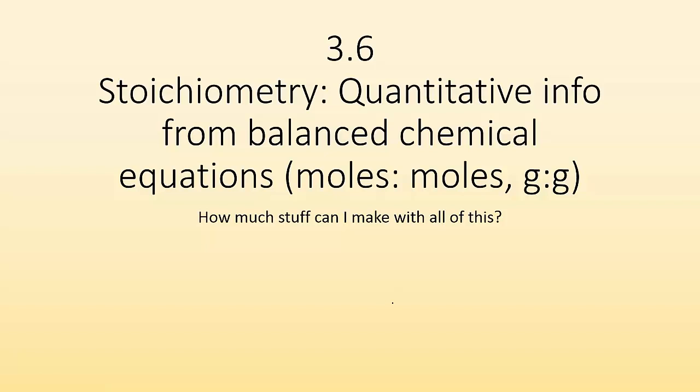Mr. Donahue here again. This time we're going to take a look at some stoichiometry, basically quantitative info from balanced chemical equations. So we're going from moles to moles or grams to grams. Remember, quantitative just means we're dealing with quantities and numbers. So we're using numbers with our balanced chemical equations. Basically, how much stuff can I make with all of the stuff that I'm starting with?